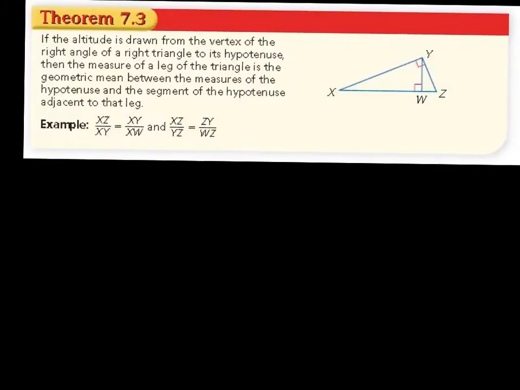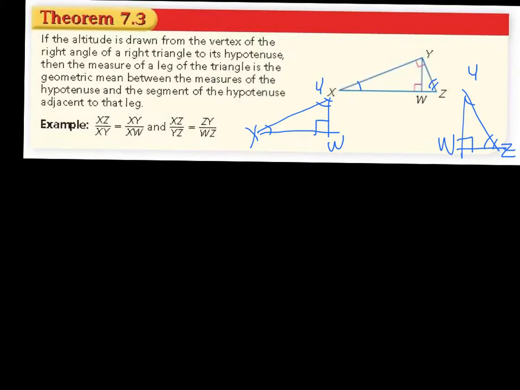Here's that familiar diagram again. If the altitude is drawn from the vertex of a right angle of a right triangle to its hypotenuse, then the measure of the leg of the triangle is the geometric mean between the measures of the hypotenuse and the segment of the hypotenuse adjacent to that leg.